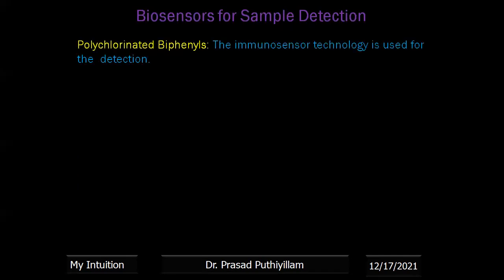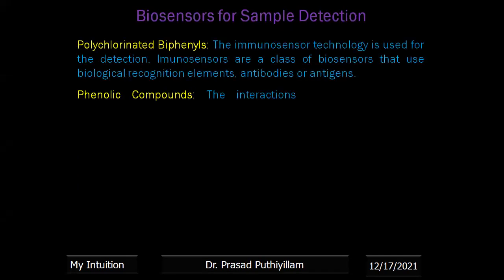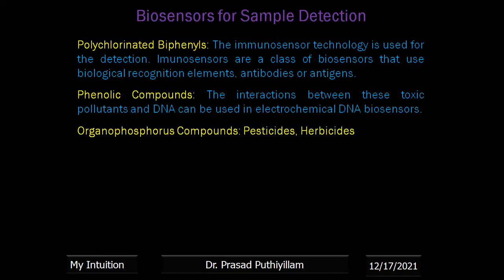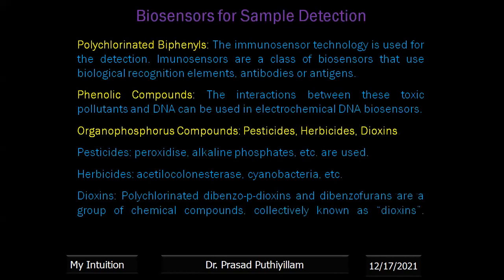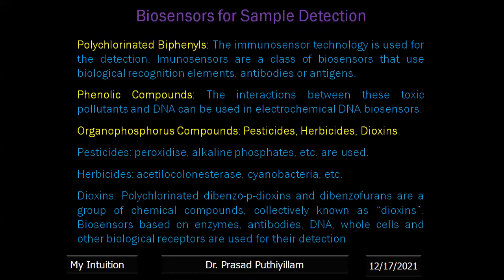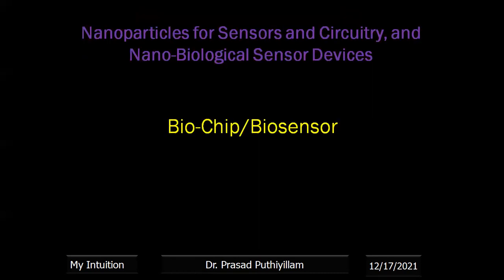Next one, that is polychlorinated biphenyls. These are toxic organic compounds which are treated as environmental pollutants. Newer technology, like immunosensor technology, is used for the determination of polychlorinated biphenyls. These immunosensors are a class of biosensors which use recognition elements like antibodies and antigens.